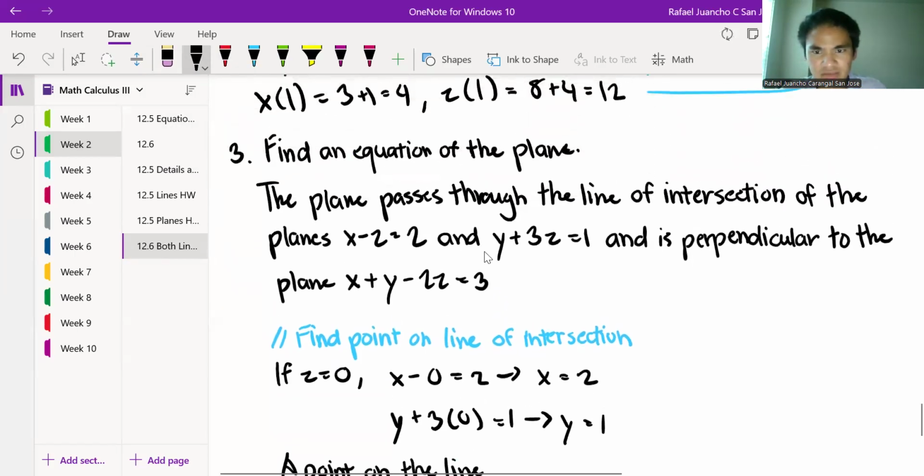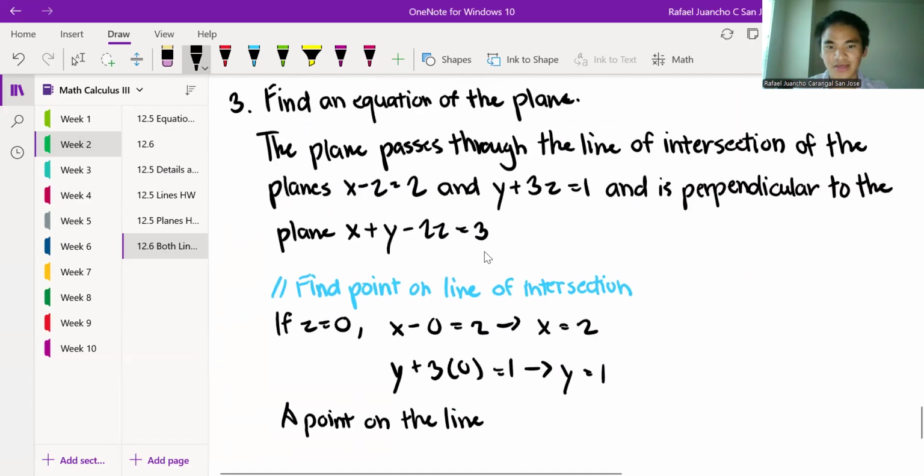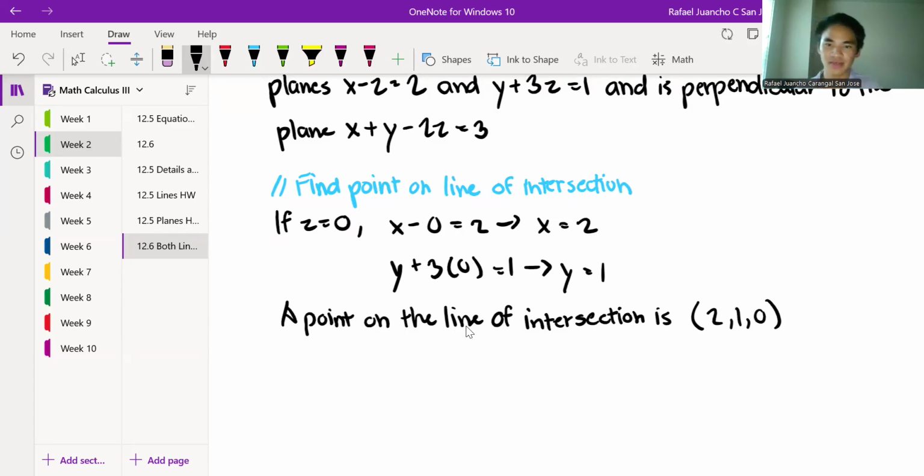And what else? That plane passes through the line of intersection. And so it also passes through this point because this point is on the line of intersection. So now we have that classic problem where it passes through a point. Right? This is (2, 1, 0). Done. We have our point, finally.